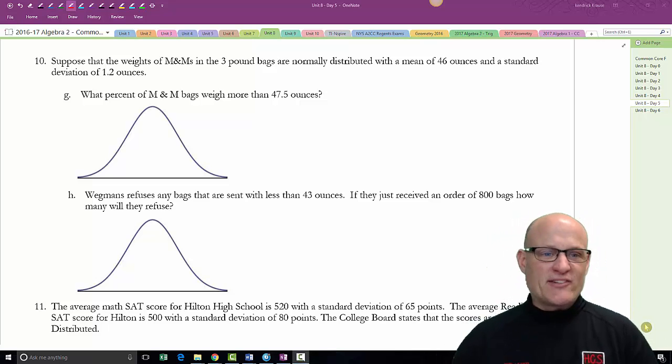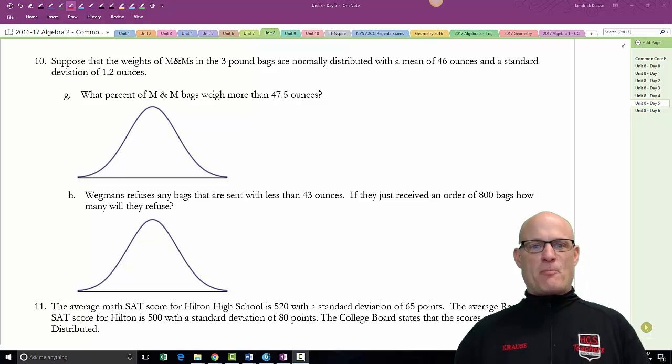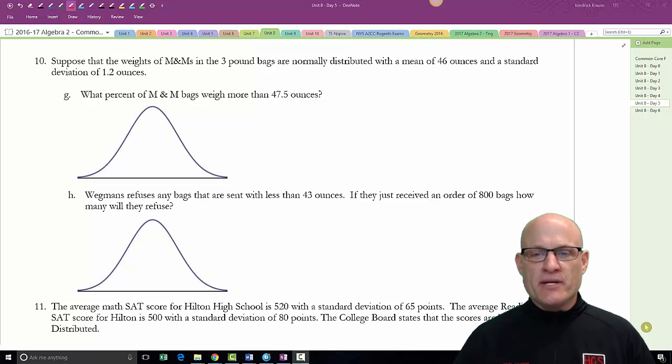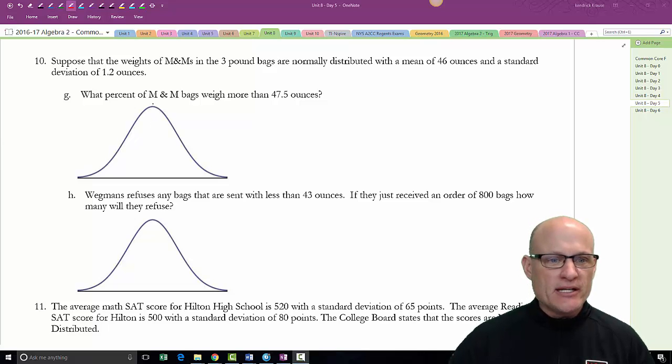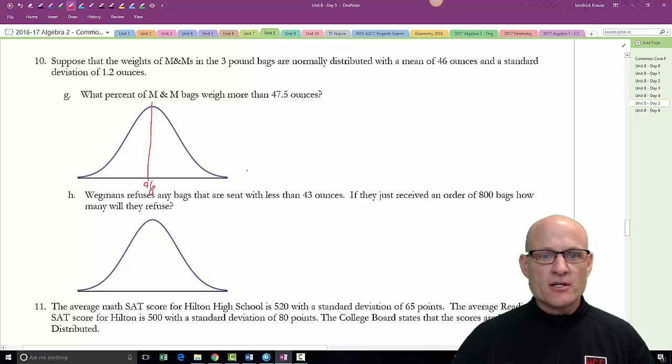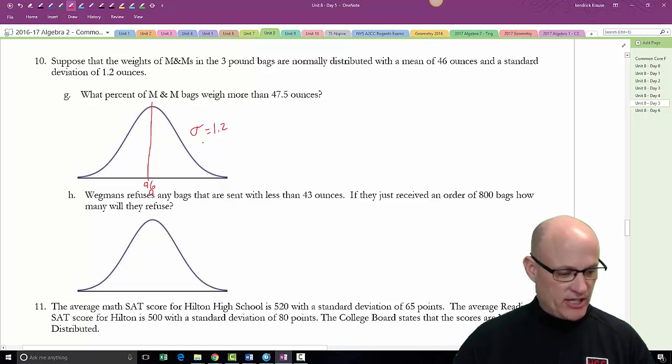Suppose that the weights of M&Ms in a 3-pound bag are normally distributed with a mean of 46 ounces and a standard deviation of 1.2. So the mean is 46, which is a z-score of 0. And we've got a standard deviation, which we should write right here, 1.2. Get in the habit of writing the mean and the standard deviation right there.